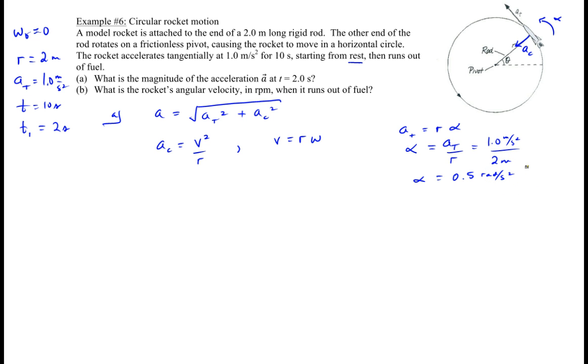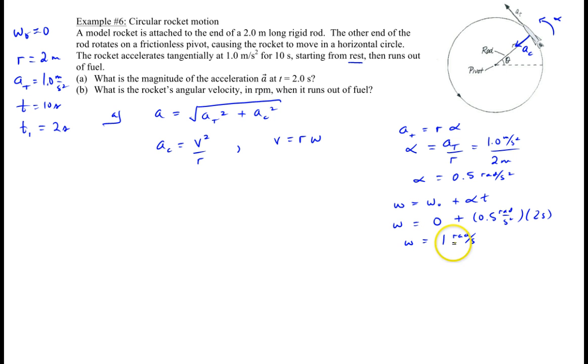That's helpful because now we know how much it's accelerating angularly. We know that it started off at 0, and we're looking at a time of 2 seconds. Hopefully you're remembering your rotational kinematics equations. So omega equals omega naught plus alpha times t. The initial angular velocity is 0. We know that it's accelerating at 0.5 rads per second squared, and we're going to look at the point in time when it's 2 seconds. So the angular velocity at that particular point in time is going to be 1 rad per second.